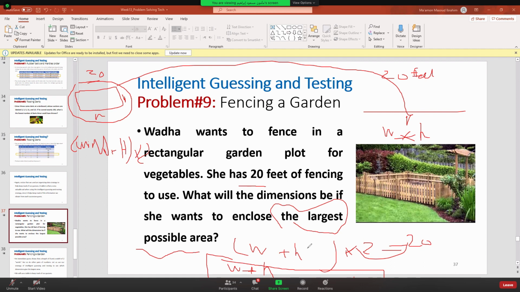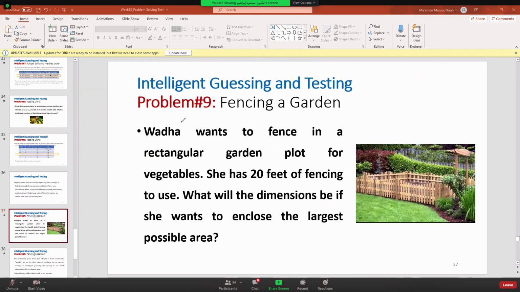But this is the perimeter: width plus height times 2 equals 20, the length of the fence. So width plus height equals 10. And we have another input, which is, as all of you know, the area of the rectangle is equal to width by height. So I will go to the next slide here.